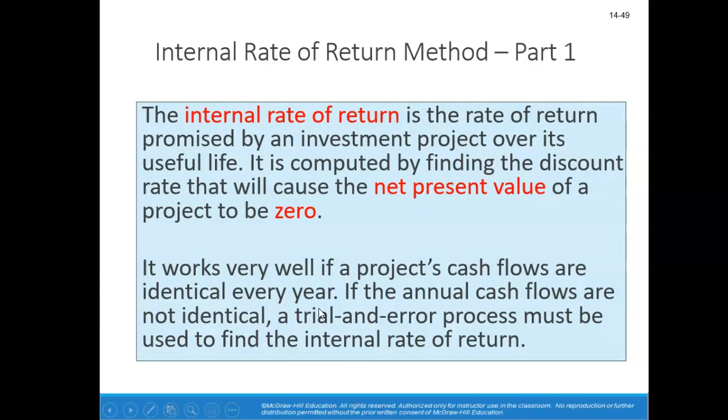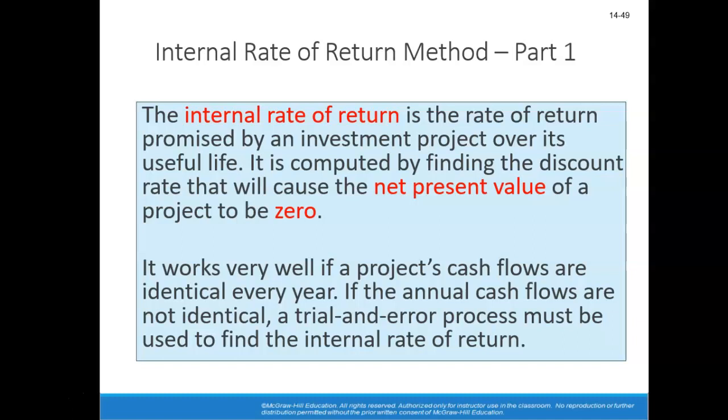Okay? Now, the internal rate of return is the rate of return promised by an investment over its useful life. It is computed by finding the discount rate that will cause the net present value to be zero. So what we're saying is that the internal rate of return is the rate where, if used, the project will give us a net present value of zero.